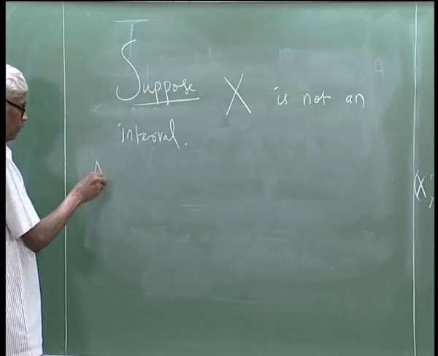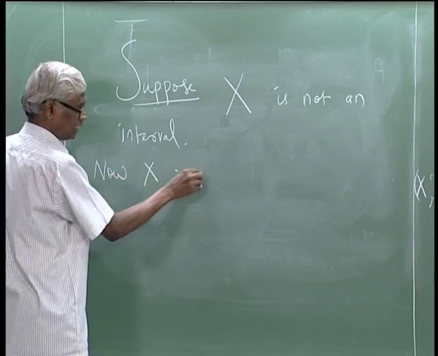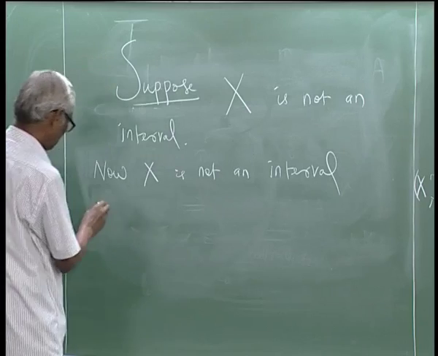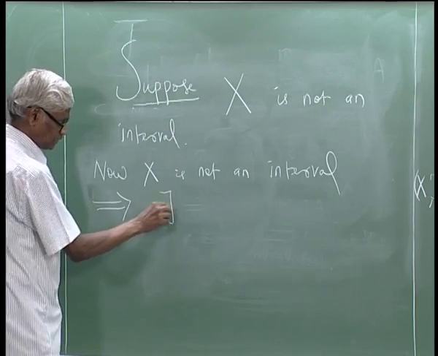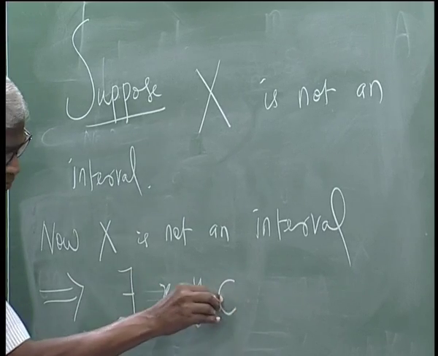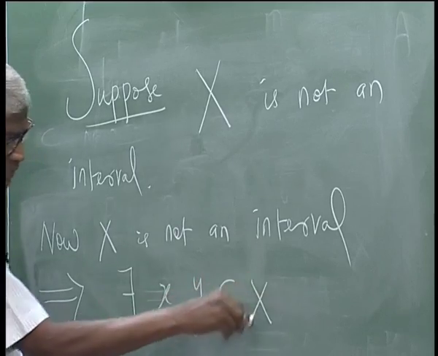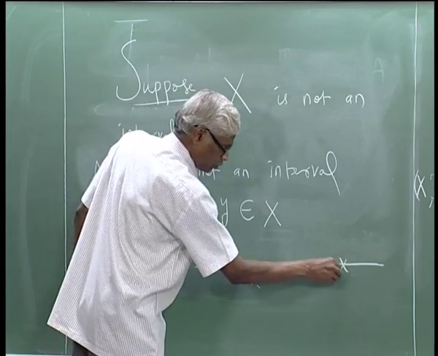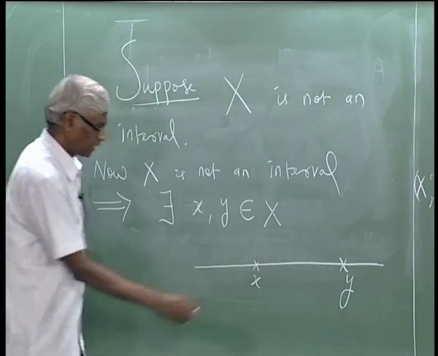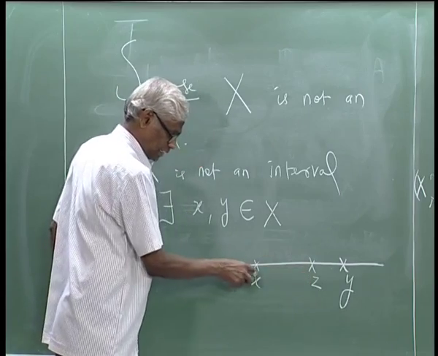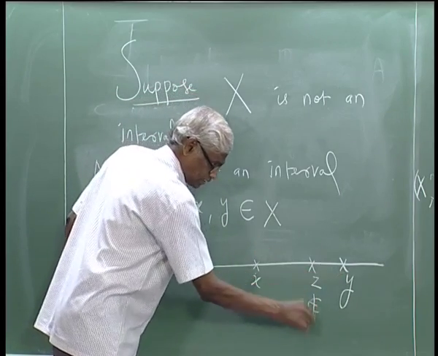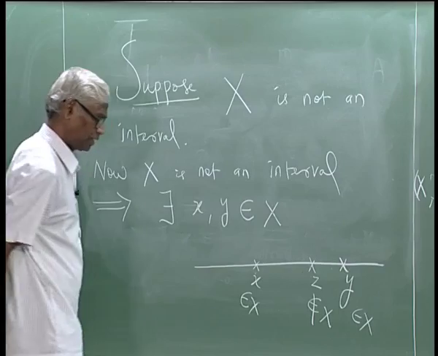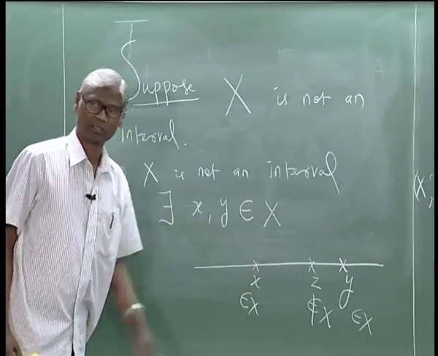Now, capital X is not an interval implies there exist x in capital X, y in capital X, and a point z such that x less than z less than y, but z is not in X. So, x is in X, y is in X, but there is a point between x and y, say z, that is not in X.